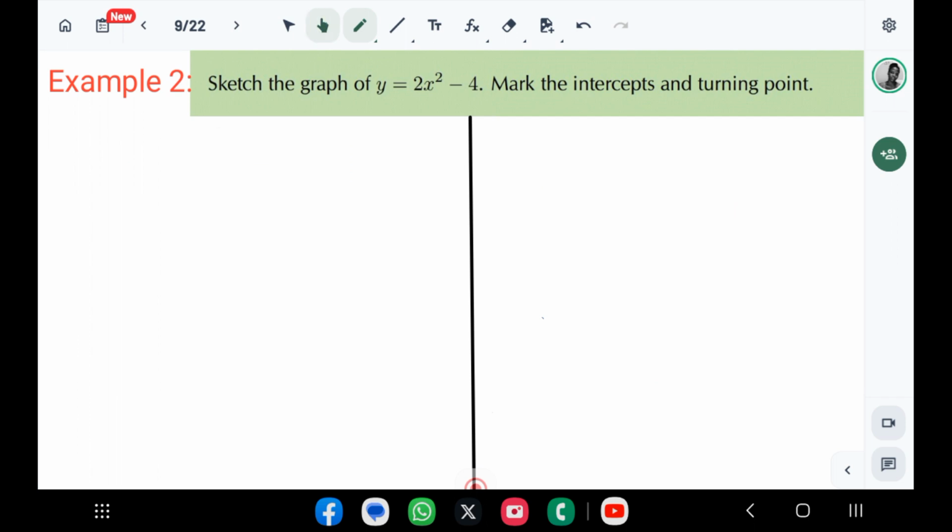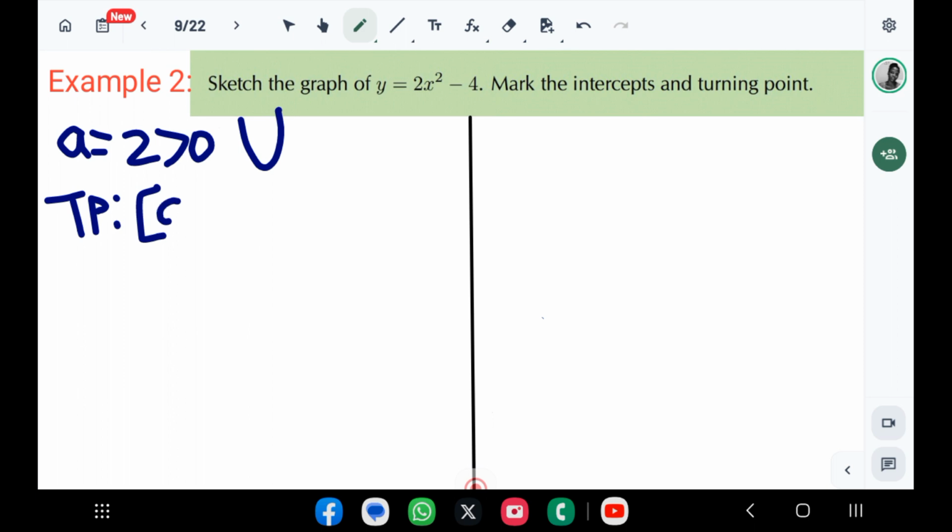Example 2 goes, sketch the graph of y equals 2x squared minus 4. Mark the intercepts and turning points. Step number 1, find the shape. What is your A? Your A equals 2, which is greater than 0. Therefore, you've got your arms looking up. You have a minimum turning point over here, so we're going to start with your Q. So the turning point is (0, q), and that point is (0, -4).